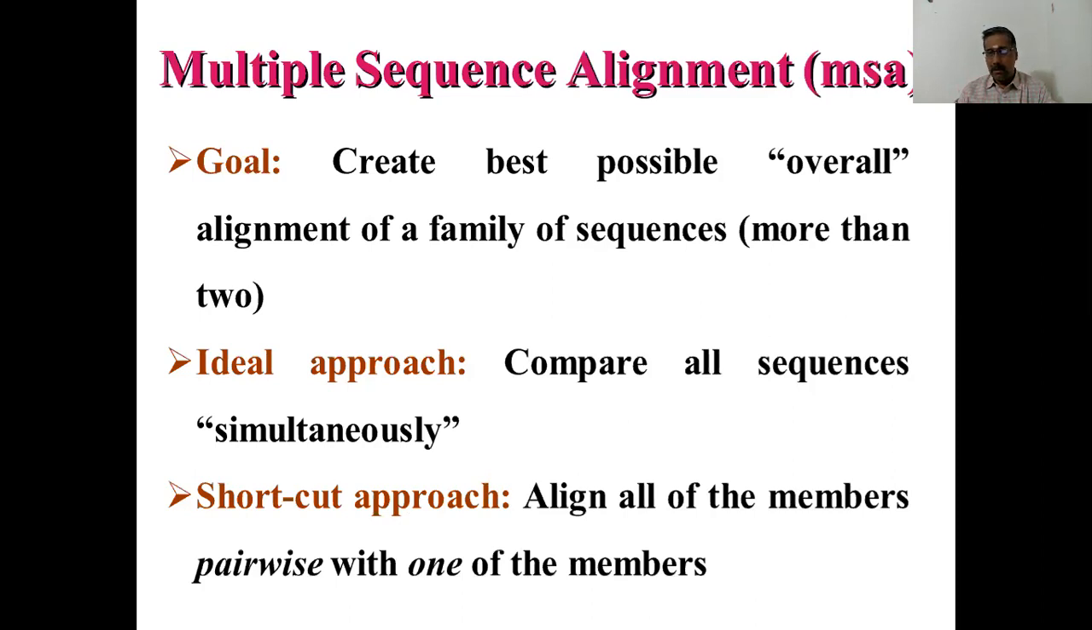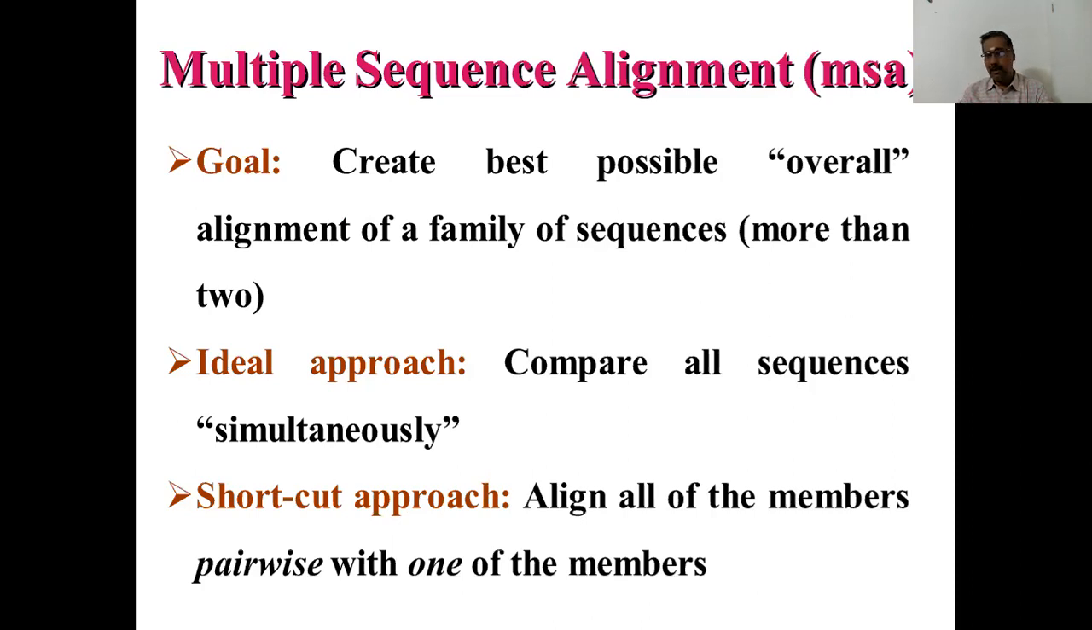What is the shortcut approach? Instead of aligning all 5 sequences or 10 sequences at a time, you convert 5 sequences into pairwise, or 10 sequences into pairwise. That is the shortcut approach. For 5 sequences, you want to create pairs. Sequence 1 and 2 is a pair, 1 and 3 is a pair, 1 and 4 is a pair, 1 and 5 is a pair. Like that, 5 sequences you convert into different pairs. For each pair, you calculate some score, and then progressively you add the next sequences. So this is the shortcut approach.